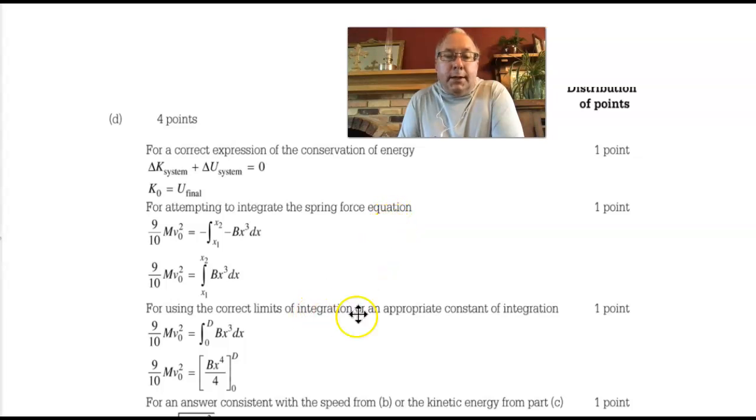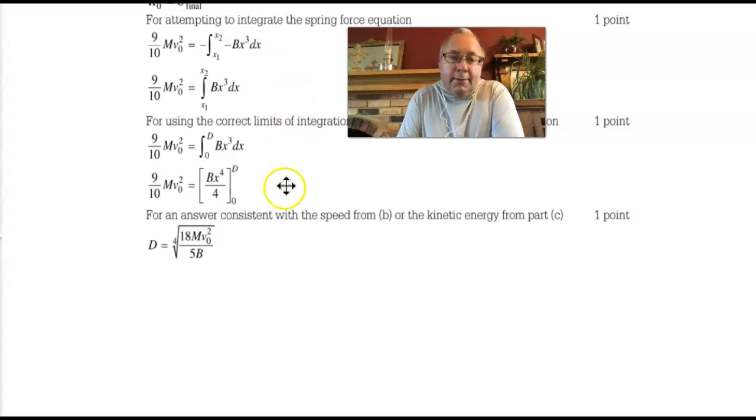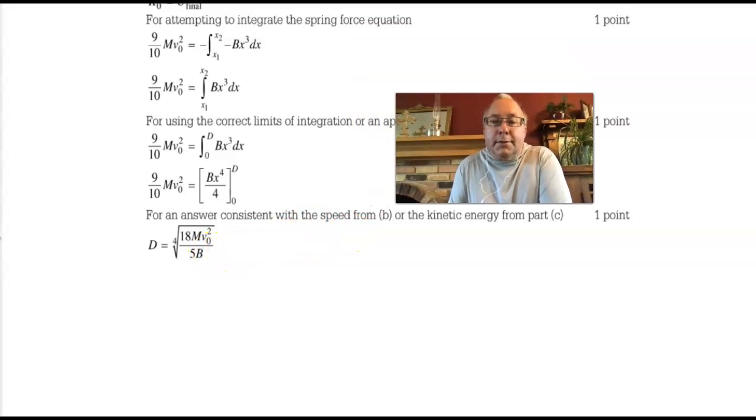And then for using the correct limits, so even if you didn't get the integration right, if you had the right limits and you made the attempt from 0 to d, they're going to give you a point for that. So you can get a lot of points even if you don't quite get the integral right. So you just want to have confidence and keep going through these things. And then finally, with the correct answer, consistent with the speed from the earlier problem or the kinetic energy part, right, then you can come up with the expression for d, and that's 1 point.